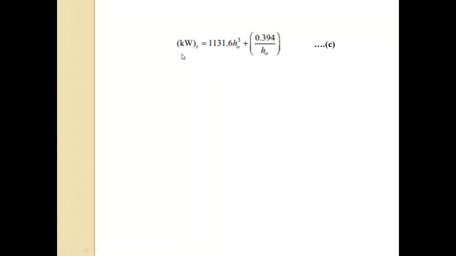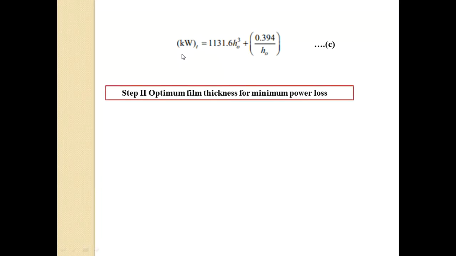Now the next step is that we have to find out this H naught. So how to find out this H naught? Yes, anyone from you? That means it's a minimum thickness. I want to find out the minimum thickness. So while finding minimum thickness, we have to differentiate this equation. Suppose I want the larger part, then we have to integrate. Suppose I want the smaller part of this term, then I have to differentiate this term. Now, step second is the optimum film thickness for minimum power loss.